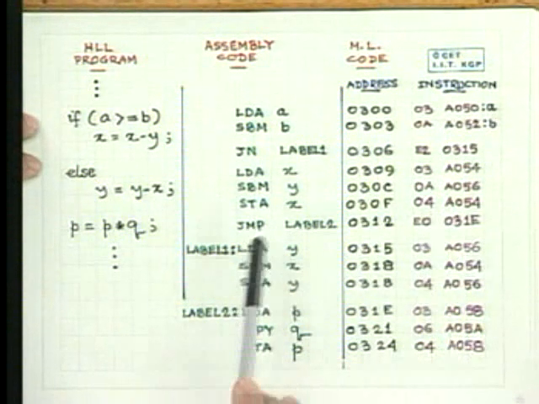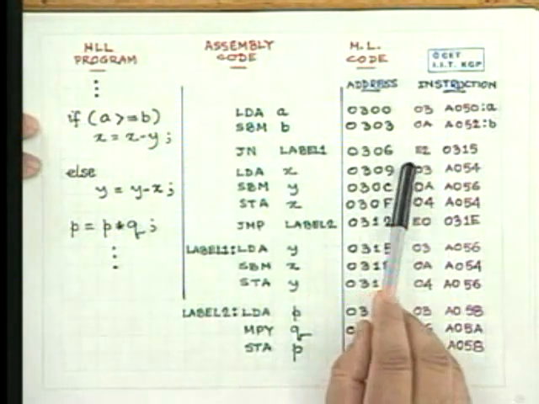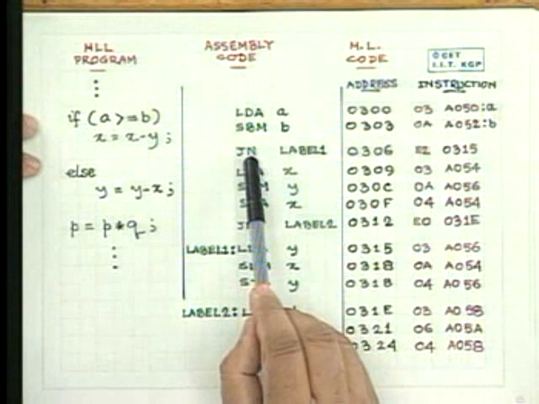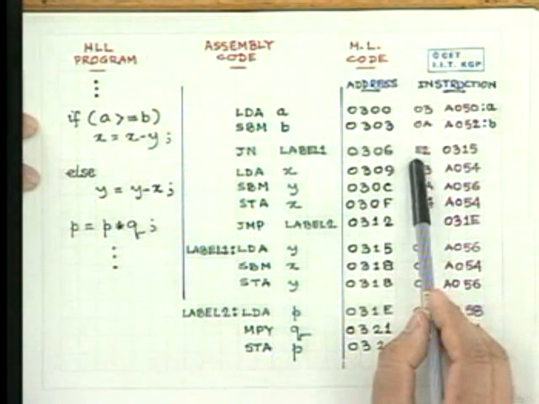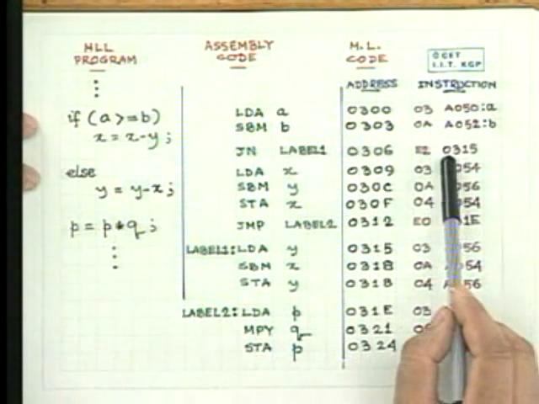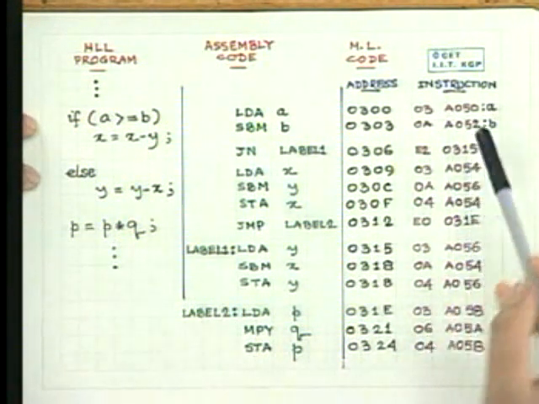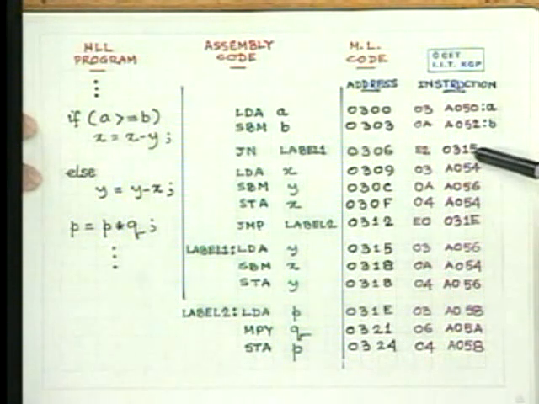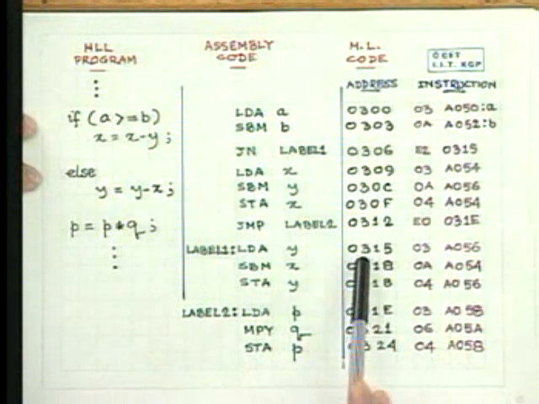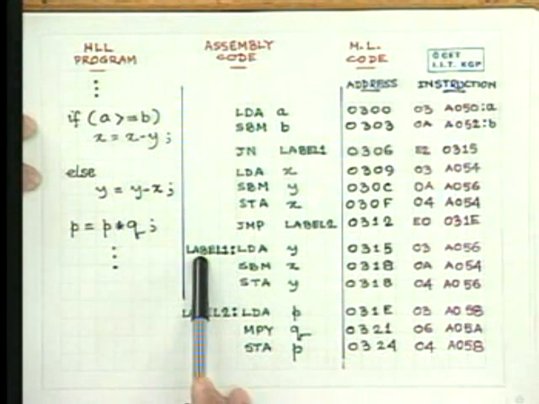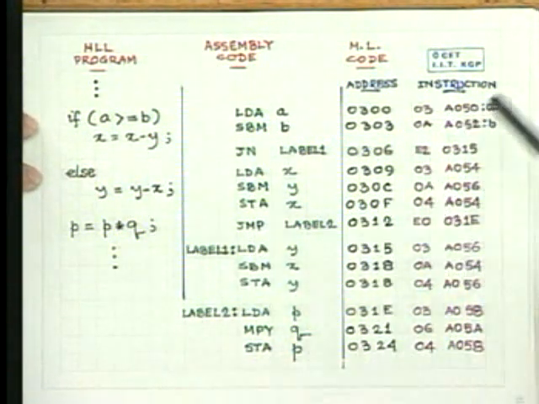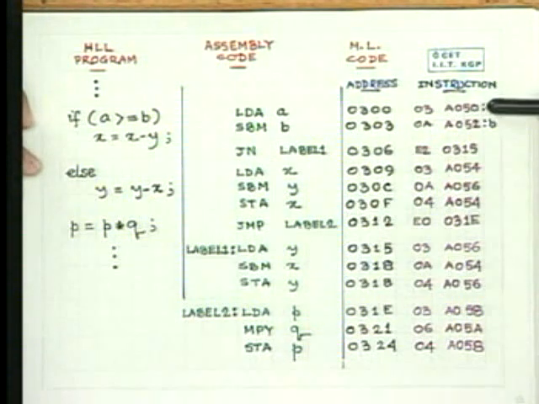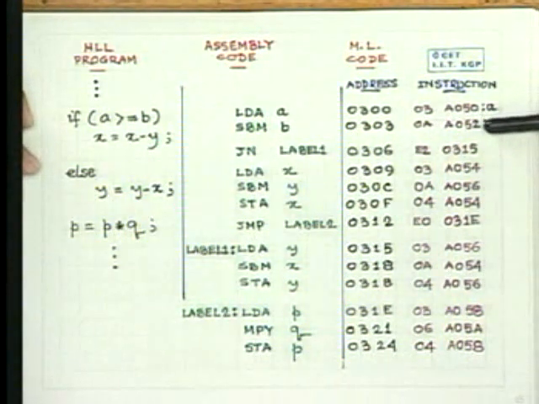Here I have assumed that for jump negative, that means if the sign flag is set, then it will jump to the location 0315. Otherwise, it will execute the next instruction. Now see, 0315 is the instruction for load accumulator Y. Now, let us see how this sequencing of instructions will be done.